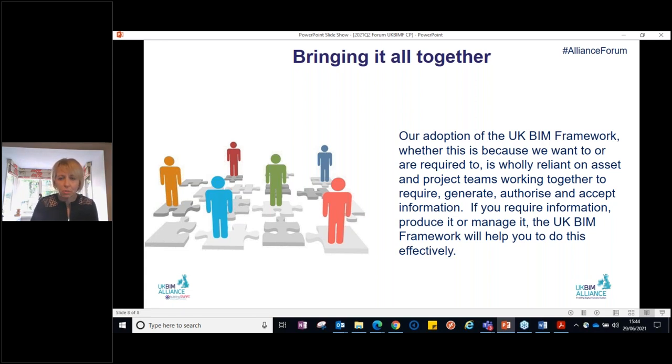So I would just urge you to go to the website, ukbimframework.org, to look at the guidance, to look at the resources that we've got to help you to implement the standards, whether you're in the project delivery space or the asset management space, or actually you overlap, cover both of those. So thank you very much.